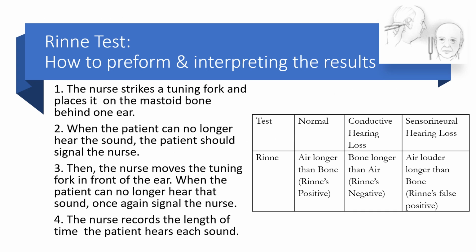In this video, it's a quick reminder of how to do the Rinne test. So in order to do this, strike the tuning fork, place it behind the ear. When the patient can't hear it anymore, then they should signal you. Then you move it to the front of the ear, and when they can't hear that anymore, they signal you again. And make sure you note the length of time. And then in the little chart here, it tells you the results. If they hear it longer when it's in front of the ear than behind the ear, that is good. That is normal. If they don't, that is considered conductive hearing loss.